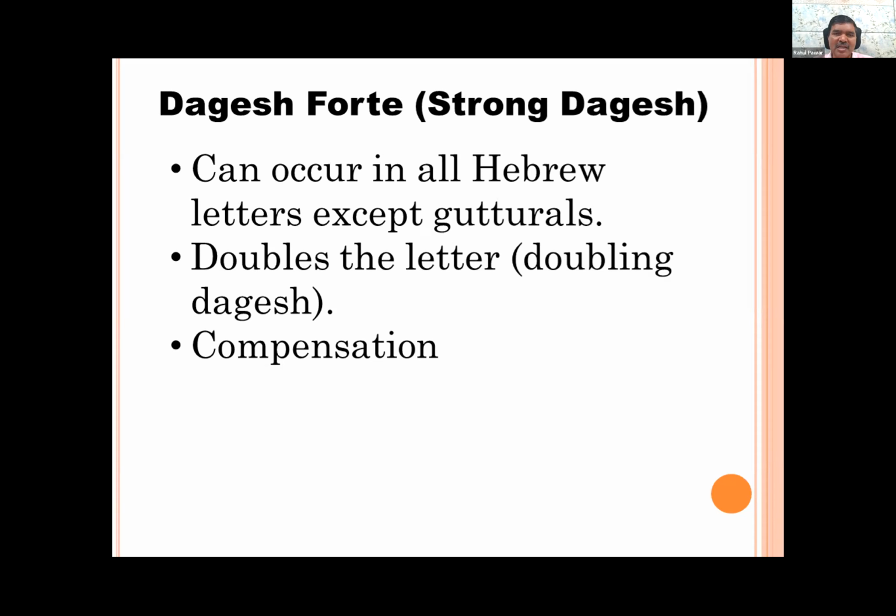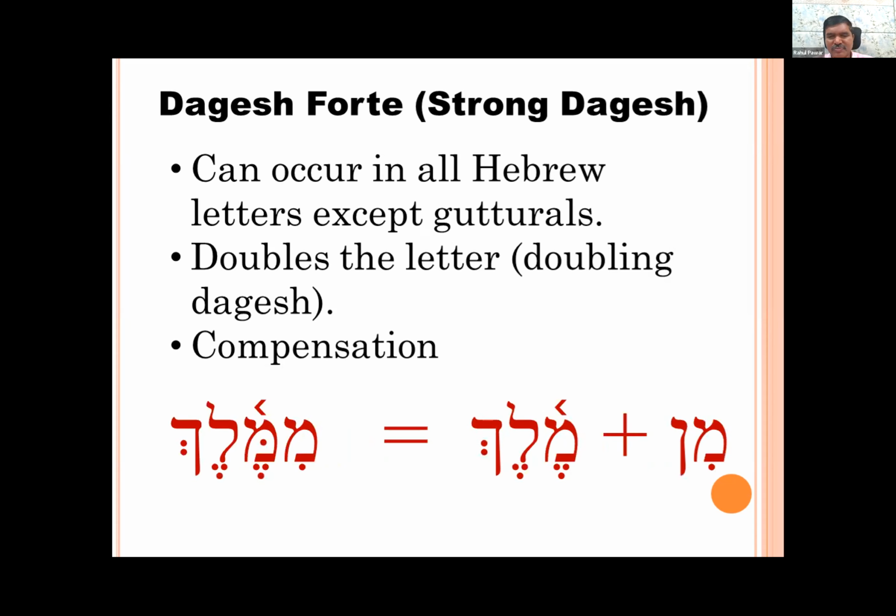And this Dagesh Forte is also used for compensation purpose. Now, what is compensation? For example, I'll give you one here. This min is the preposition min plus melek. Min means from, melek means king. I want to say from a king. So when in Hebrew I want to write this min preposition with melek, what happens?